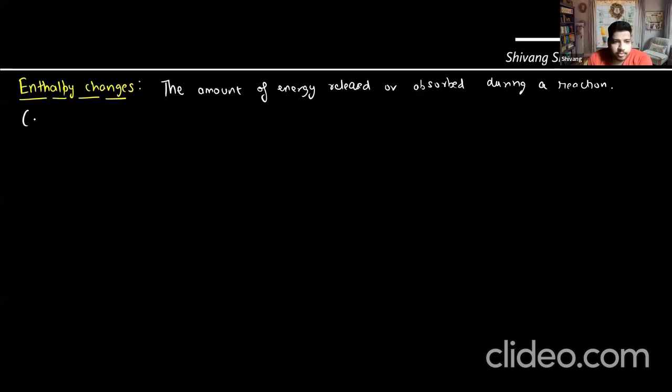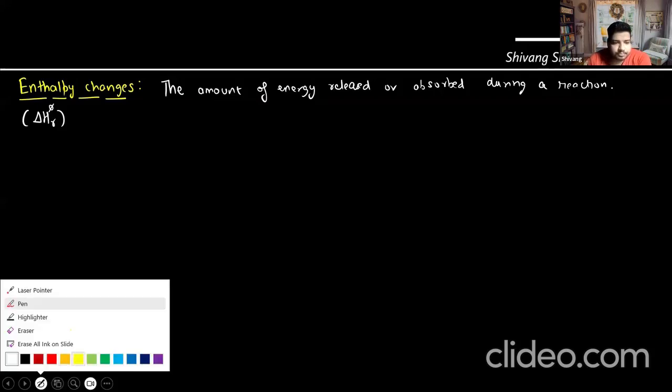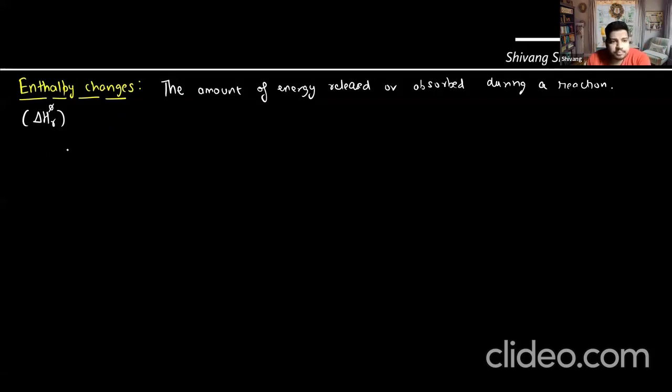Okay, this enthalpy change we'll be denoting by delta HR. If it is at standard condition, we'll call it delta HR naught. That is enthalpy change of the reaction at standard condition. Okay, let's understand it in two different ways. Suppose there is a reaction. A gives you B, okay, plus some heat is released. So A gives you B and some heat is released.